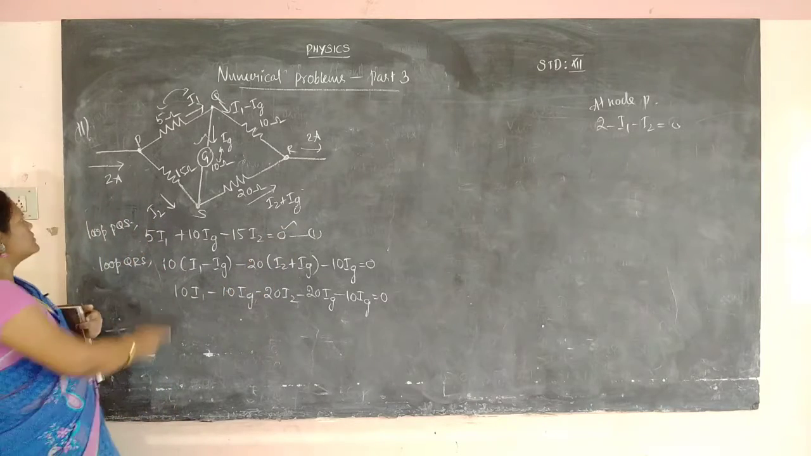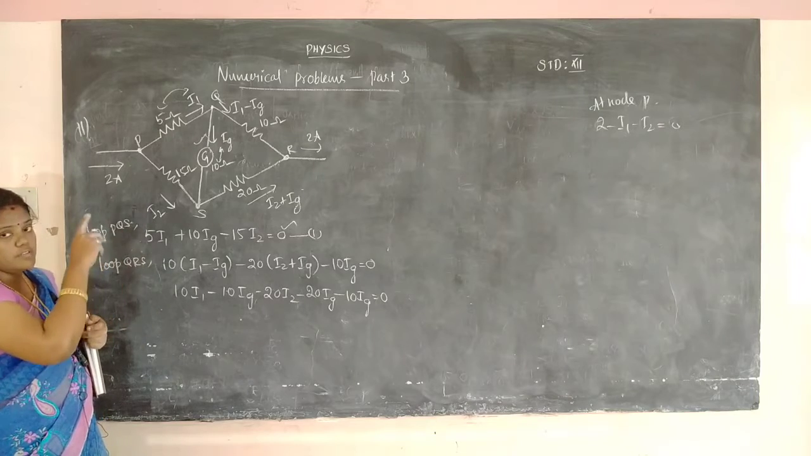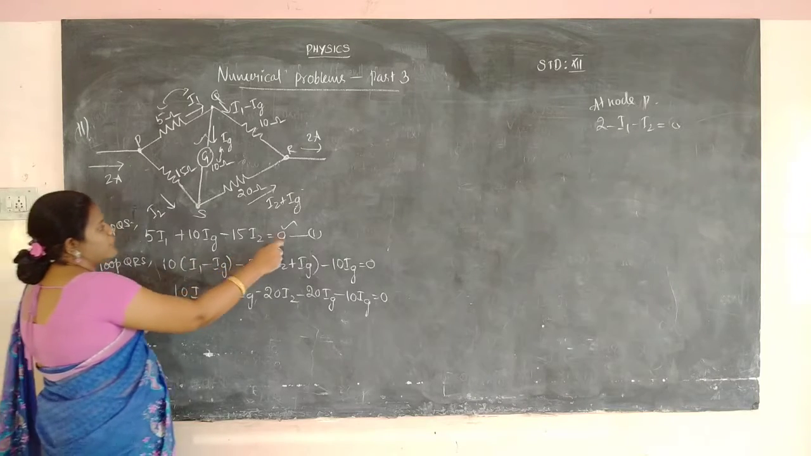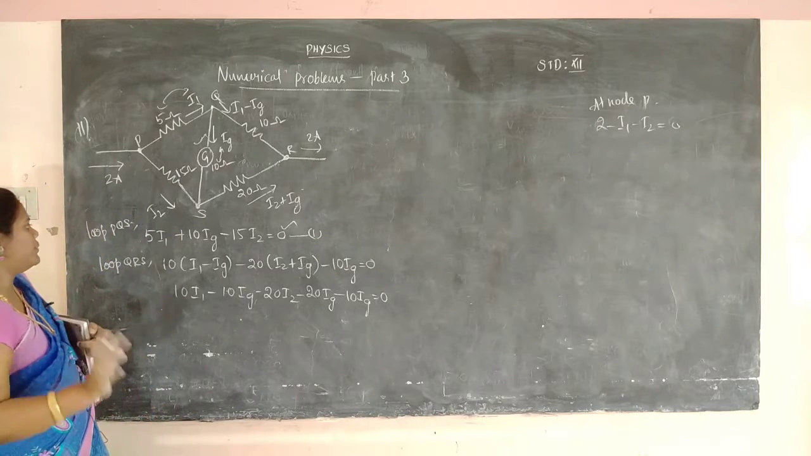Suppose a 5 volt battery or 9 volt battery, anything, is connected in the circuit, then we put the battery value. If there is no battery, we put 0.